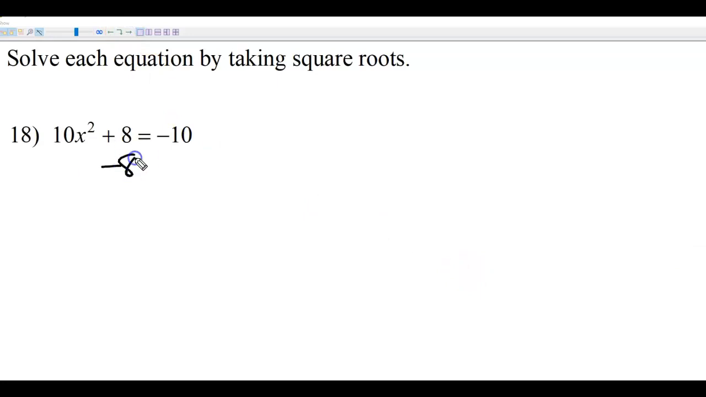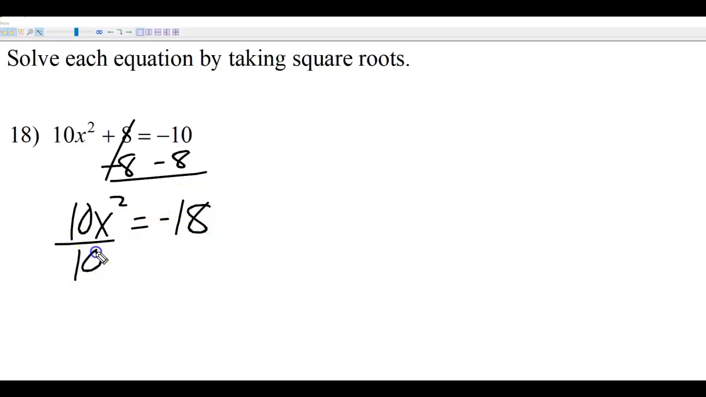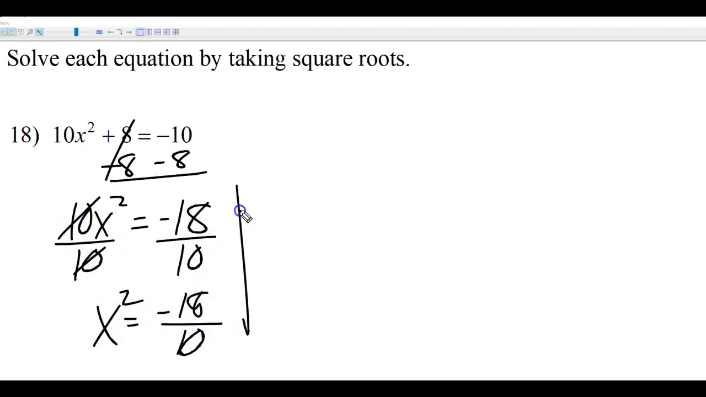All right, so minus the 8 on both sides, and you get -18. Divide by 10 on both sides, and you get -18 over 10. Now that reduces. You divide the top and bottom by 2, you get this.